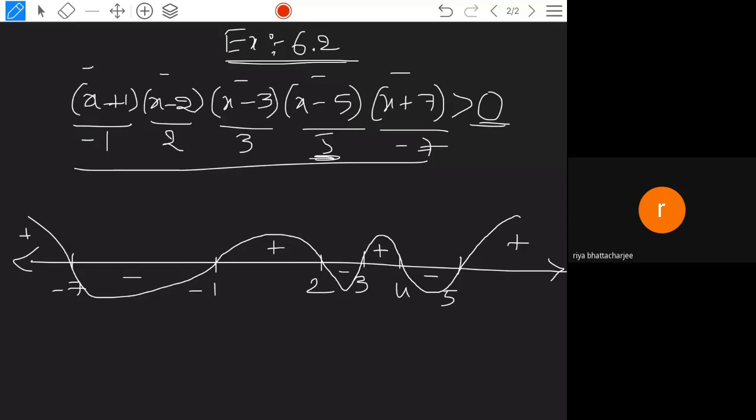x plus 1: minus 10 plus 1 is minus 9, negative. Minus 10 plus 7, negative. We are getting negative for minus 10.